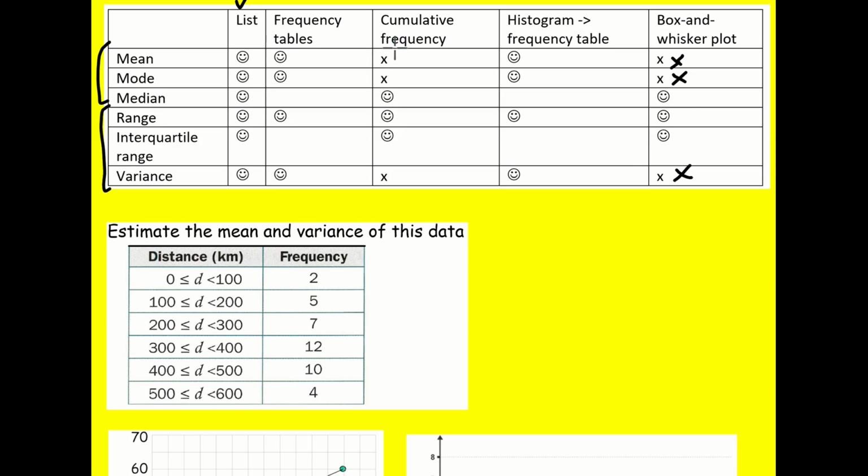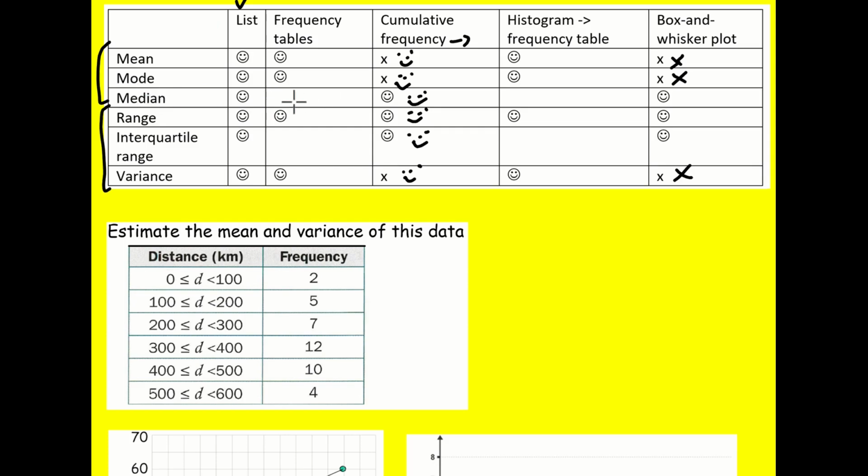For this, in hindsight, I should probably have put smiley faces because we can get back to the frequency table, but it's very, very easy to find the median, range, and interquartile range here. Okay, that was just a little summary. And why have I given this summary? Because there are these blanks that are left.